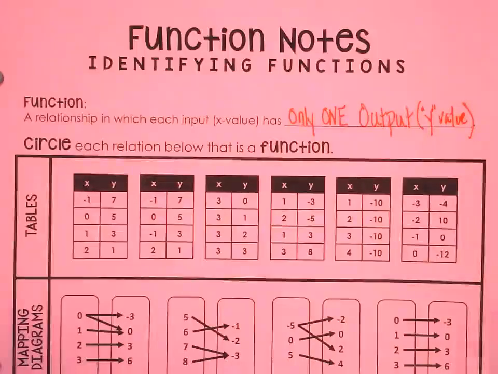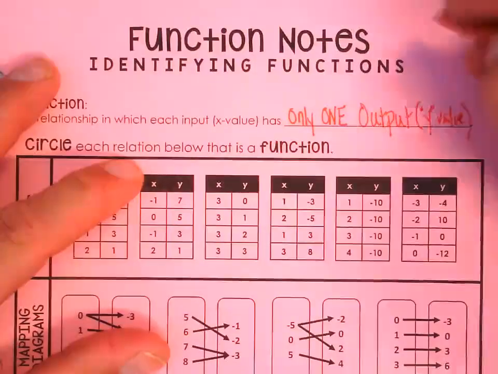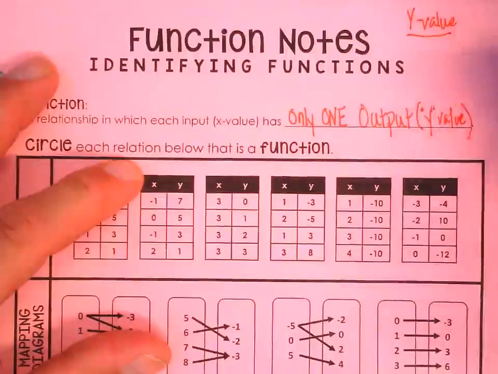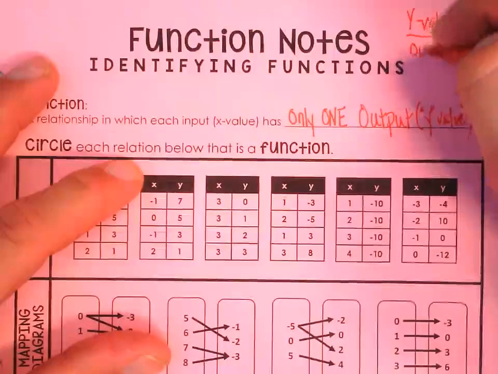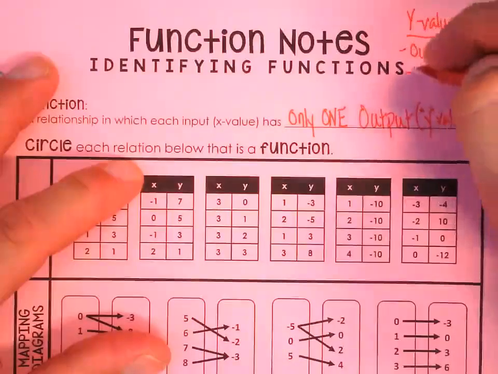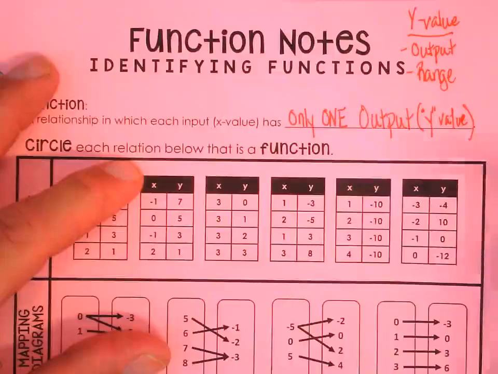So for every x value, there needs to be only one output value, or only one value that goes along with that. So I'm going to add some notes to that so you have this, because there's a lot of vocabulary in this. So you got to think to yourself, y value. So I'm going to put y value here. Y values are known as two other things when we're speaking of functions, or just in general. They're also called outputs, and they're also considered to be a range. So whenever you hear the word output or range, you should be thinking y value.